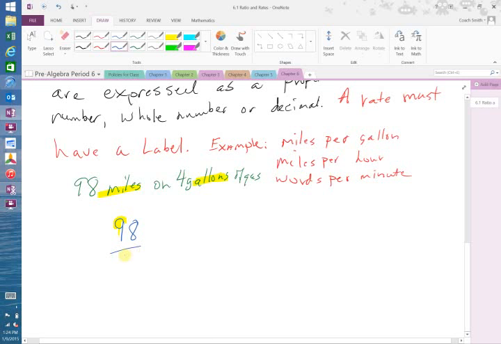So that would put us at 98 over 4 is the way we're going to start it. So we just divide 4 into 98. 4 goes into 9 twice, it'd be 8, remainder 1. Bring down your 8. 4 into 18 goes 4 times, it'd be 16, remainder 2.